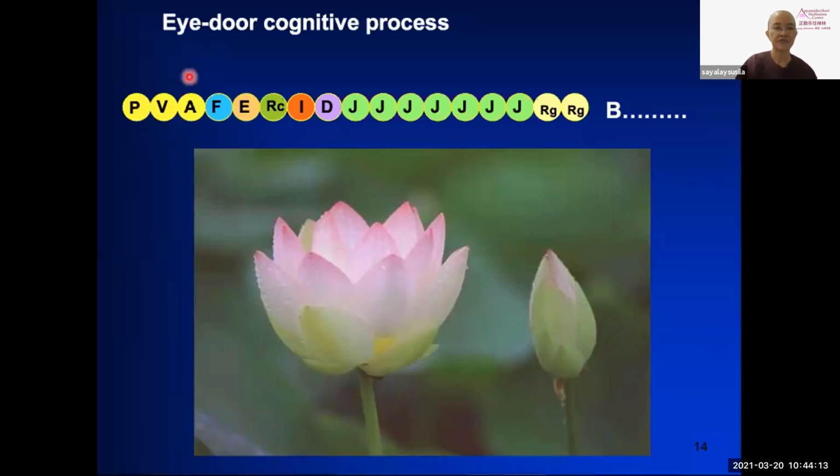So the 3 bhavangas here, past bhavanga, vibrating bhavanga, and arresting bhavanga, these 3 are not the active phase of the cognitive process. They are process free. So these 3 bhavangas must be cut off in order to allow the active cognitive process to begin in the next consciousness. Therefore, the next consciousness here is called 5-door averting consciousness.